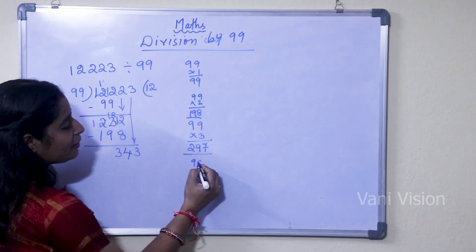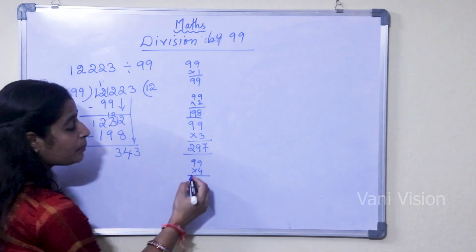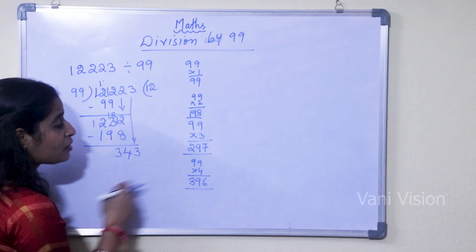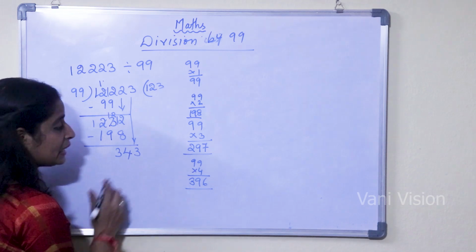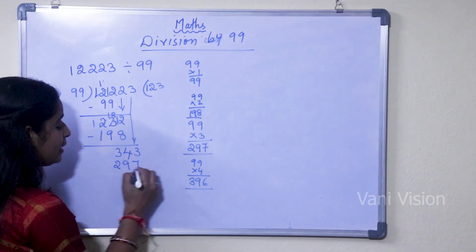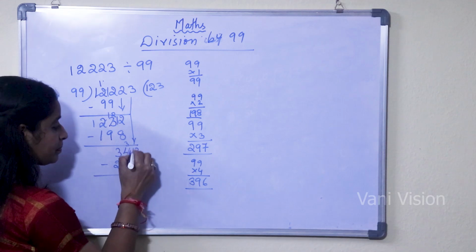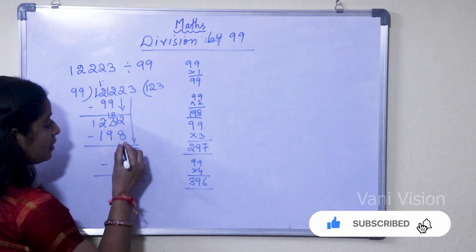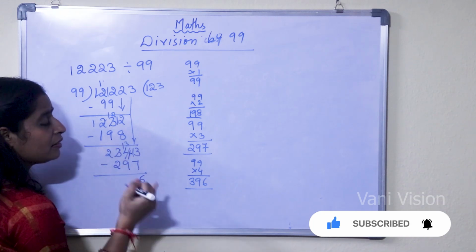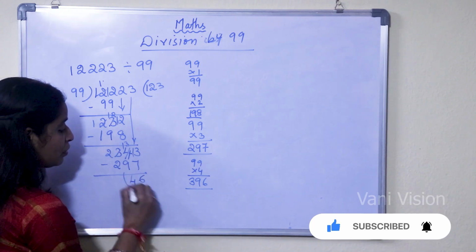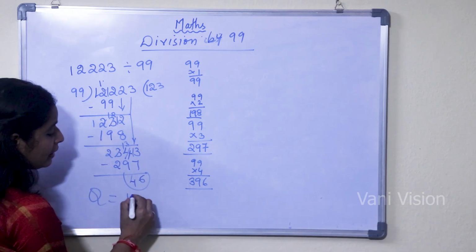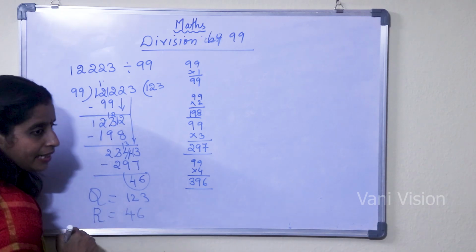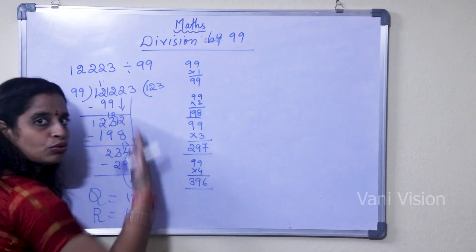Now, 99 fours is 396, which is bigger than this number, so I'll go for 3. 99 threes are 297. Subtracting, we get 46. So what is my quotient here? 123. What is my remainder here? 46. Right? Too big, too lengthy.